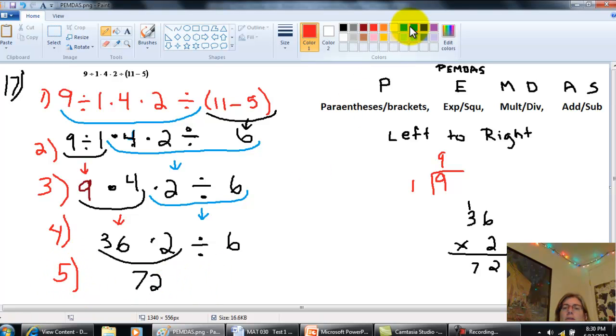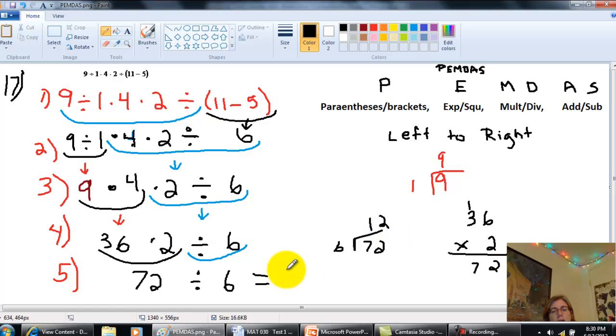And you bring down the rest of the problem, and I know it's obvious at this point, but I'm going to go through the steps. And that's divided by 6. 72 divided by 6, and so your answer is 12. Yay! For problem 17, the answer is 12.